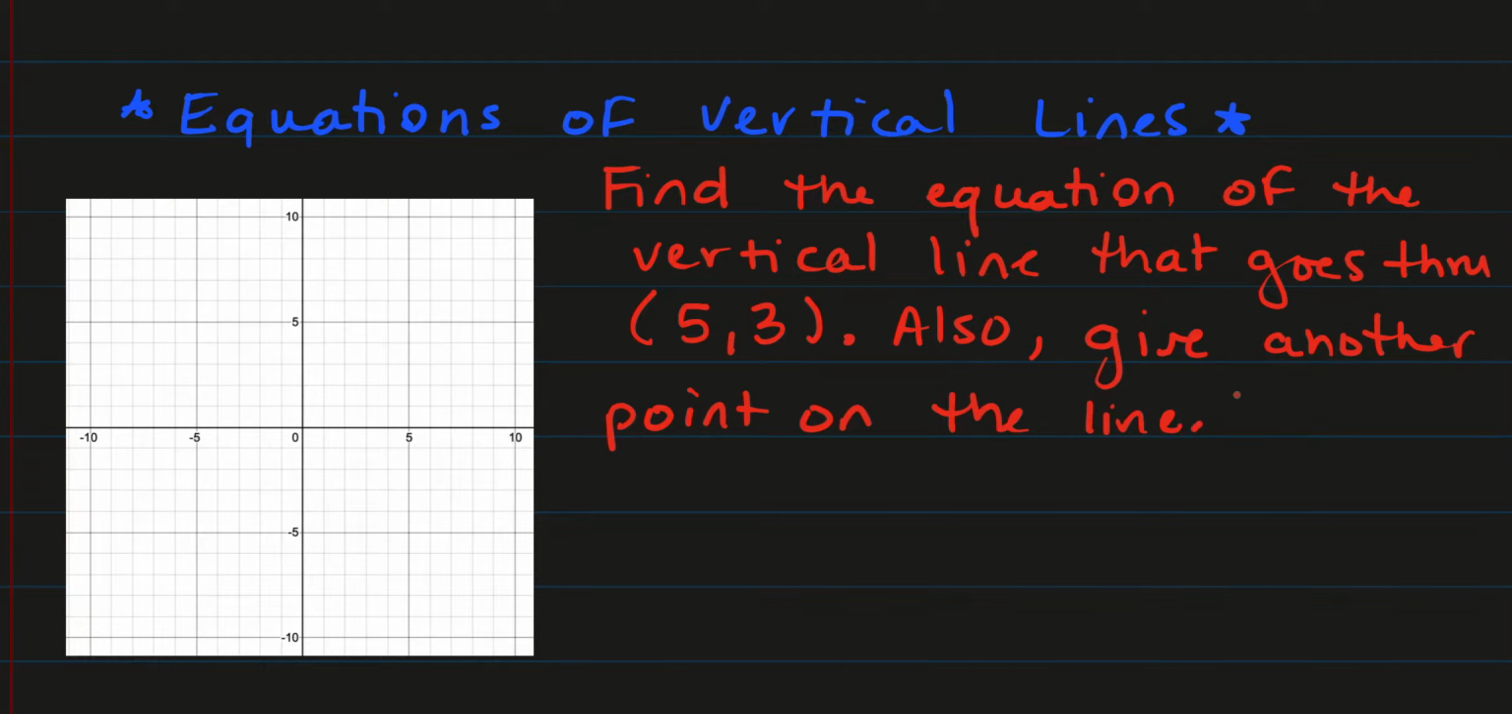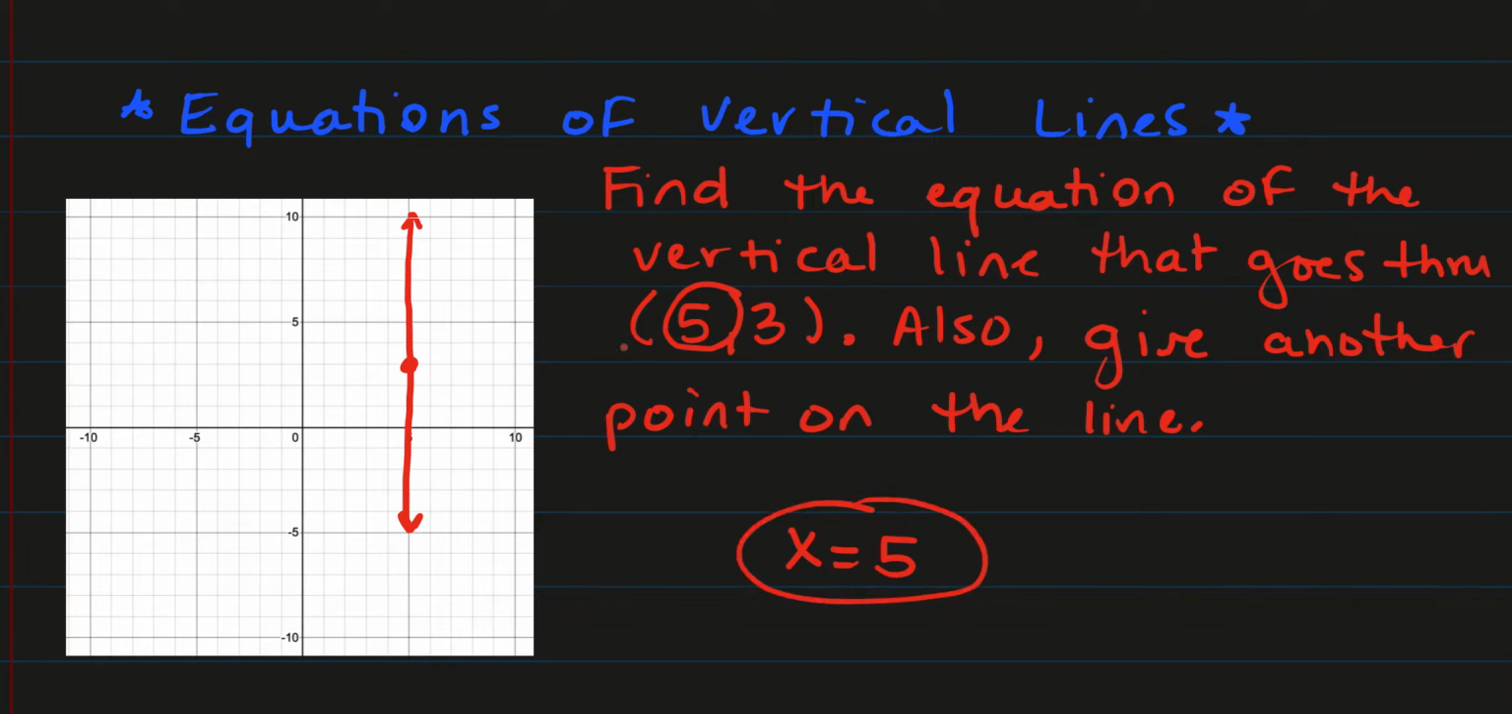So the equation of a vertical line is actually really easy. It's just the x-coordinate. But let's plot this line. So (5, 3), let's plot some points. Here's (5, 3). And now we can graph the line. We just want to make a vertical line going through this point. So it looks like that. The equation of such a line is just x is equal to the x-coordinate, 5. That's all you have to do to find the equation of the vertical line.